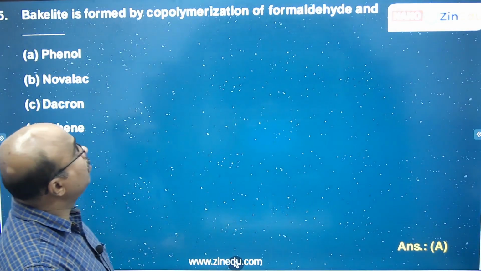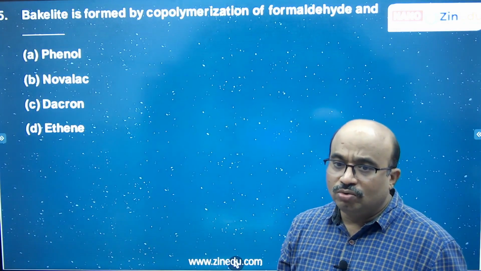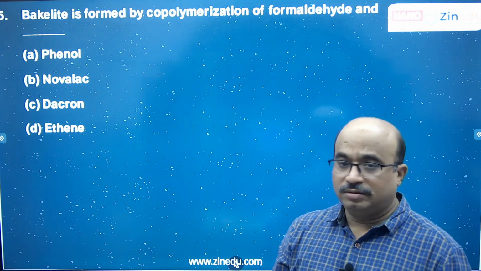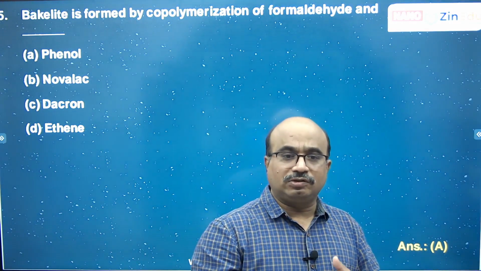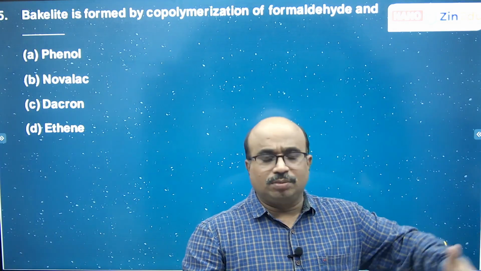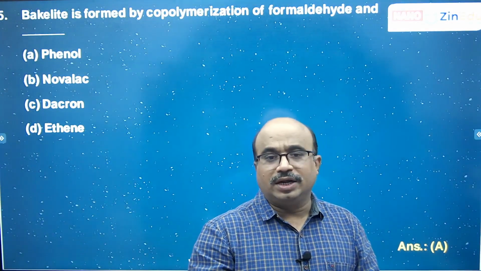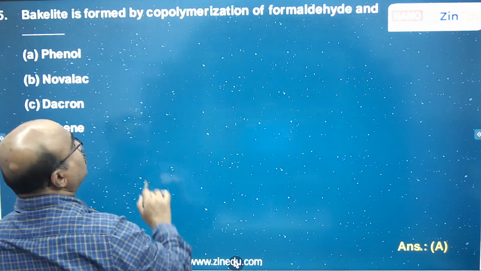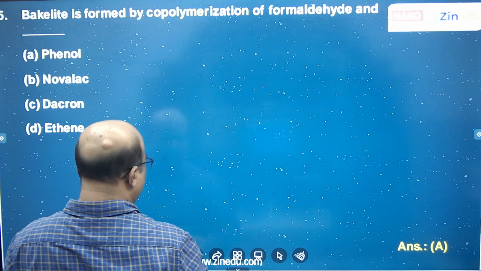Bakelite is formed by copolymerization of formaldehyde and what? Actually we see two polymer formations during the phenol reaction with formaldehyde: a linear polymer and a three-dimensional polymer. The linear polymer is called Novolac. Then suppose Novolac again reacts with formaldehyde, it forms the bakelite. That is, bakelite formation takes place through polymerization of Novolac and formaldehyde. If you see the reactions, it is like this.